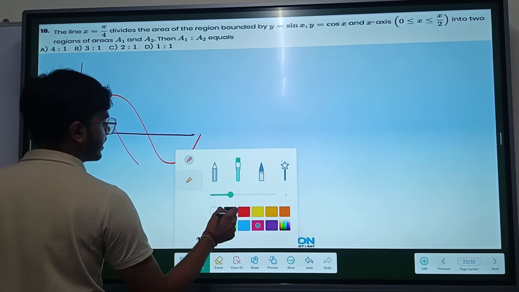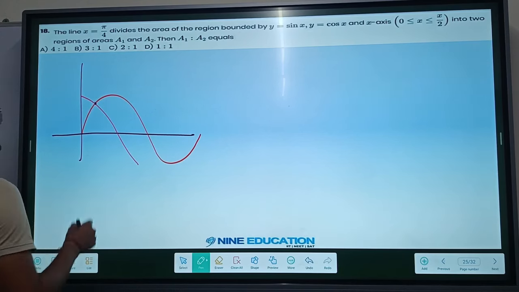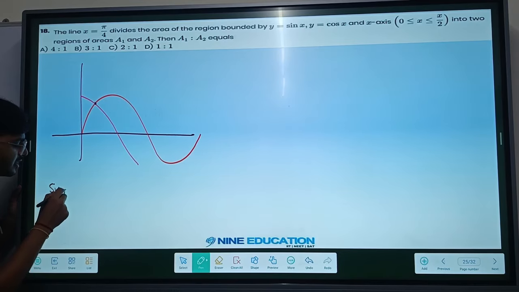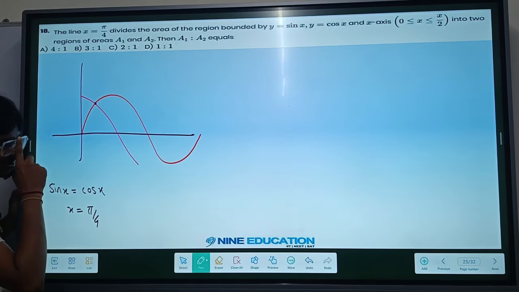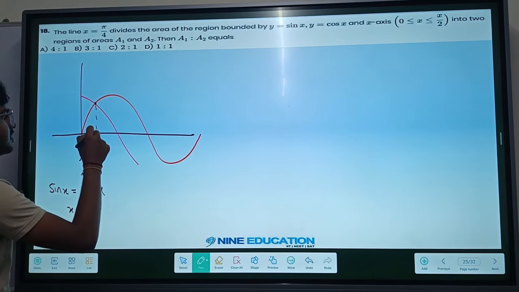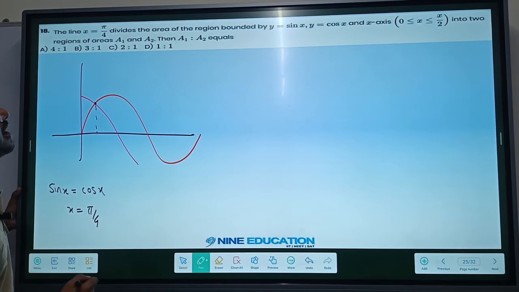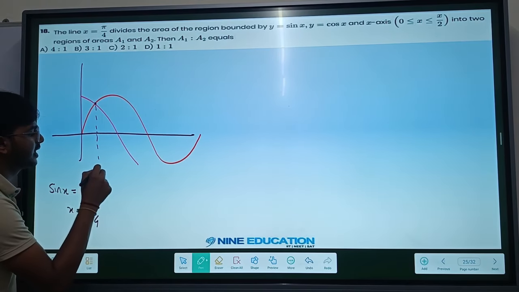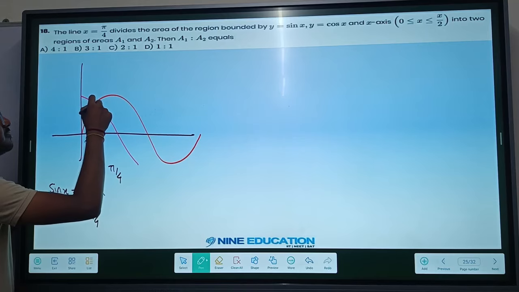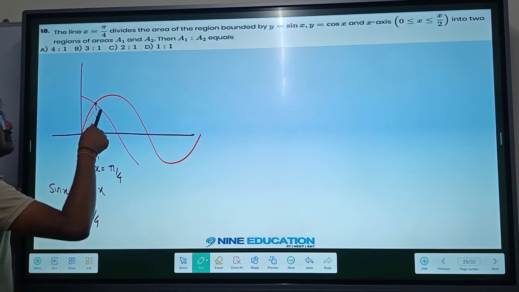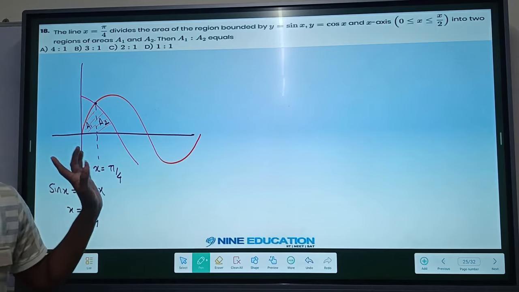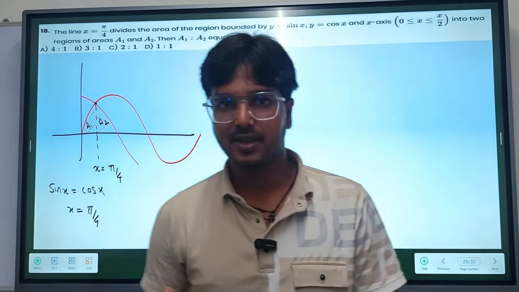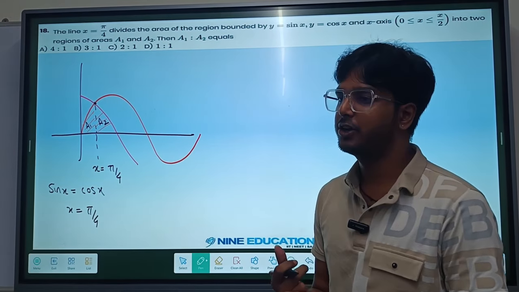Both of them intersect where sin x equal to cos x, which is x equal to pi by 4. There are many places, but this first place would be x equal to pi by 4. And what do we have? The line x equal to pi by 4 is what I need. So this is one area, this is the second area. We can clearly see from symmetry that A1 and A2 should be equal.